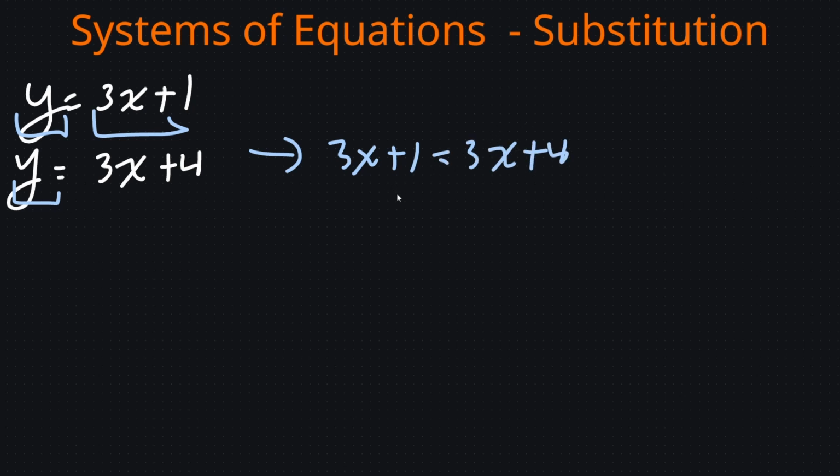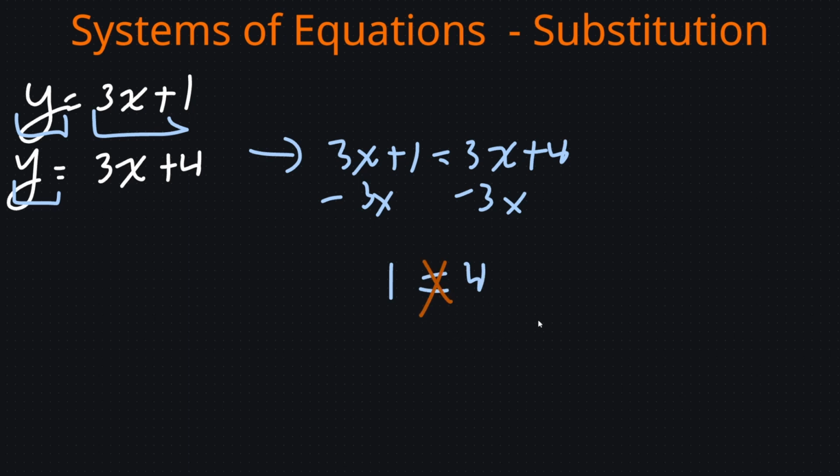I want to bring all the x's to the same side, like always. And when I do so, minus 3x, the x's go away, similar to the last problem. But something's different. I get that 1 is equal to 4. And that is never true. 1 is never equal to 4. These are different numbers, so I cannot say they're the same.